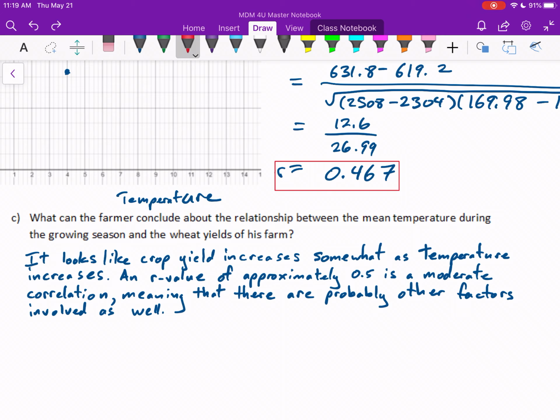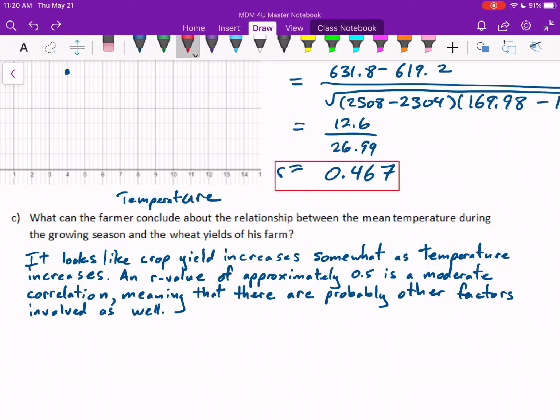In other words, the temperature isn't the only thing that affects crops. There's the amount of water that the crops get. There's insects. It depends on if there are any major storms. There's lots of things in the real world that can affect things. So that's why it's only a moderate relationship. But definitely it indicates that the temperature has some bearing on it.